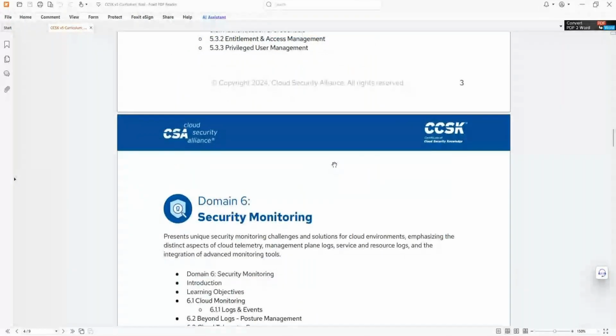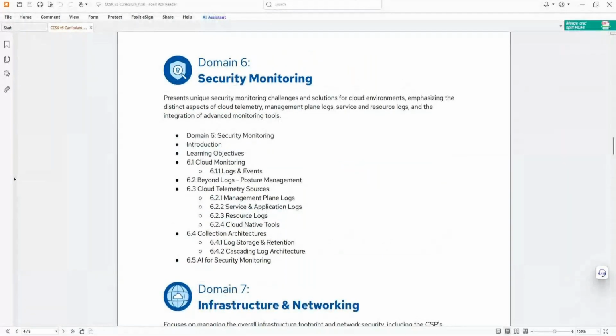Then visibility. When you say visibility, what are the sources where you can get the log files? How do I ensure that I'm able to get the log files from various sources? What are the use cases for each log file? And how can I integrate AI into my security monitoring? What is the benefit I get if I use AI for my security monitoring? How do I detect anomalies more easily and faster? So that is also a very important topic they have added.